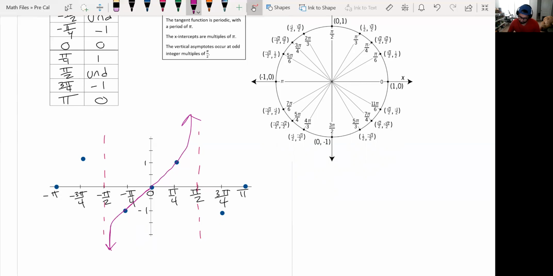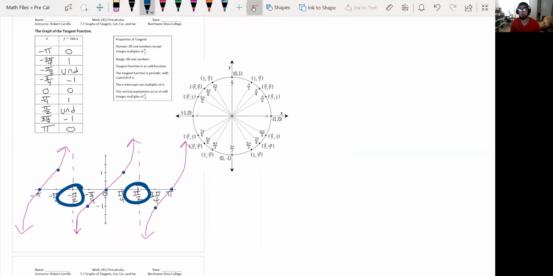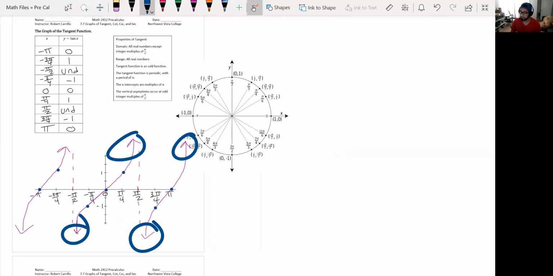Okay, which means over here, same thing on the right side. Come from below and curve, curve, curve, and follow up. And same thing here. This is the graph of tangent. And just like it says in the properties, your domain is all real numbers except integer multiples of pi over 2. Your range is all real numbers. These tails all go to positive and negative infinity.